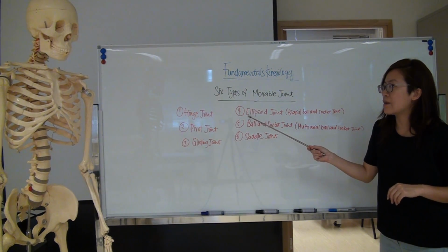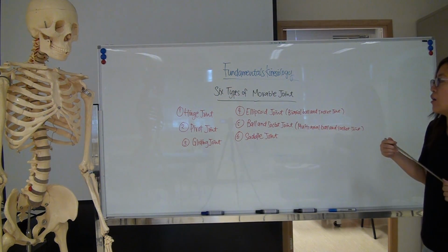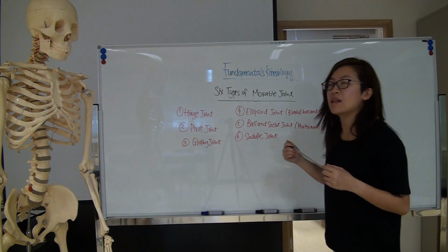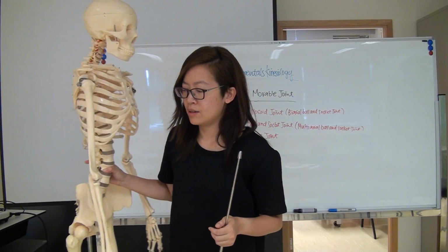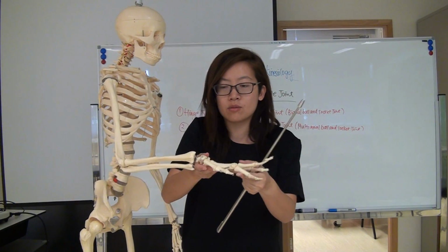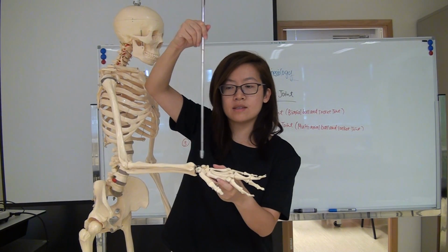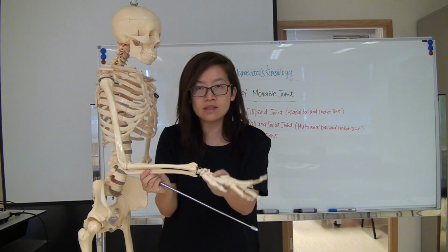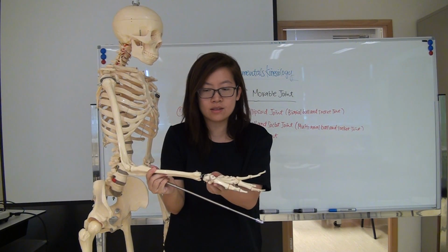Another joint that I'm going to talk about is the ellipsoid joint, also known as biaxial ball and socket joint. It allows movement in 2 planes. One example is the wrist joint. In the skeletal model here, this is the wrist joint. It allows movement like this, also like this.